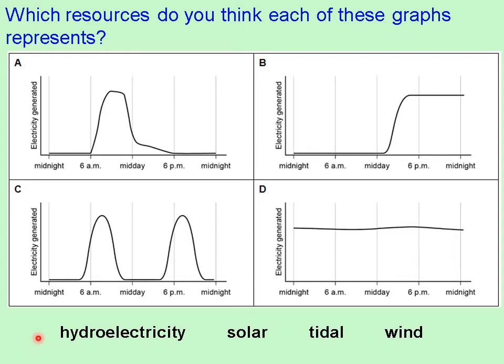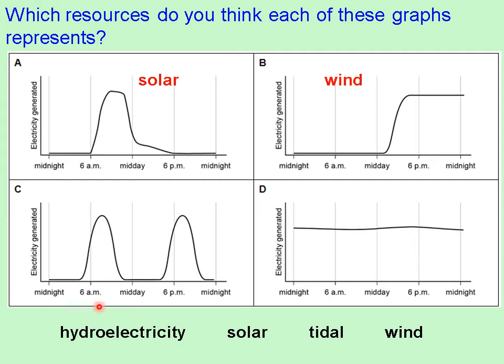Okay, so hopefully you've had a go at this, and the answer for A is that it's solar power, and the reason for that is that it starts to increase at 6 AM, which is about sunrise in some places, and then it starts to tail off in the evening and goes down to nothing at 6 PM. So this one is only really generating electricity in the daytime when there is light, so it is solar.